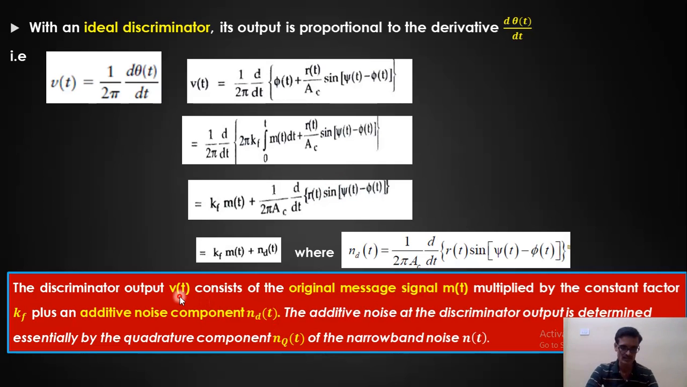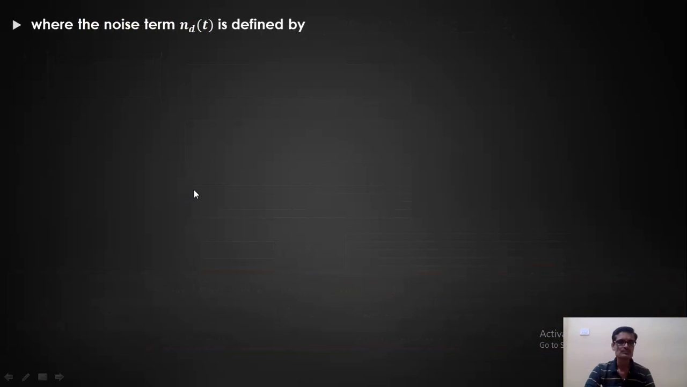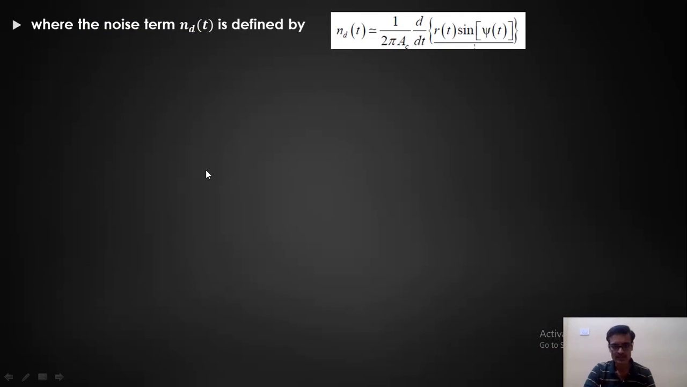What exactly I have given here is that the discriminator output V of t consists of the original message signal. Just look at this. We have a message signal m of t with a constant of proportionality kf, along with the noise. So V of t is the message signal m of t. We recovered the message signal, but there is a problem with this noise, right? The additive component of noise nd of t. This additive noise at the discriminator output is determined essentially by the quadrature component, right? Because nd of t is nothing but this particular part, which is a quadrature component of the narrowband noise n of t.